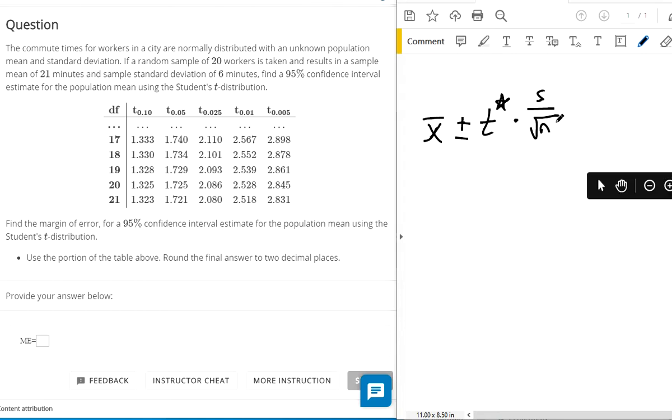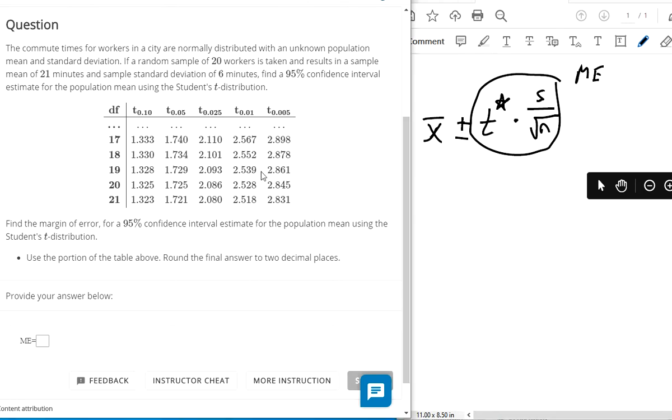So this is the confidence interval formula when you're using t, the student's t distribution. This right here is the margin of error. So if they ask you to calculate margin of error, that's all you have to calculate. You don't have to calculate the whole confidence interval. So t star is what we should start with.